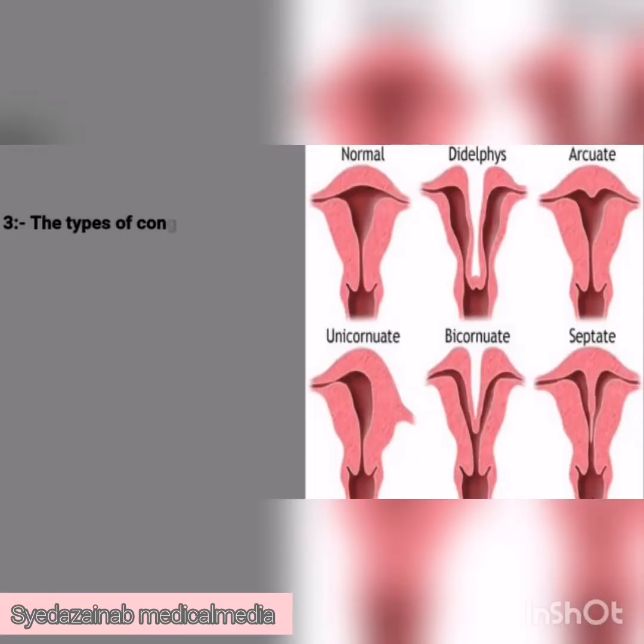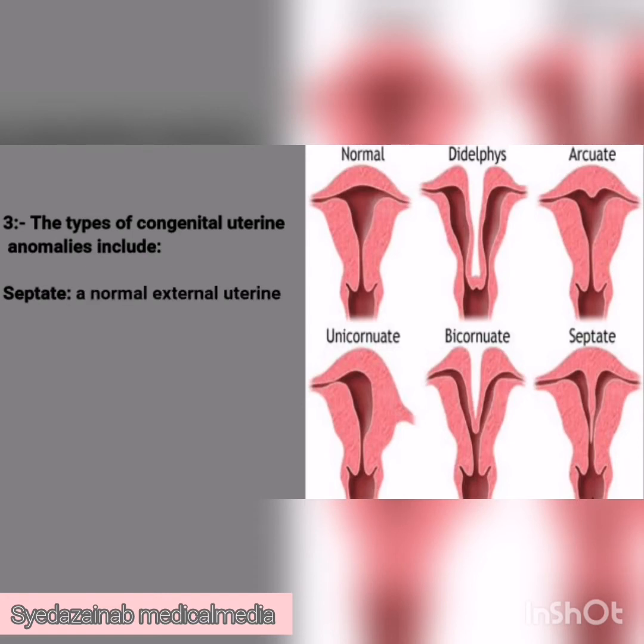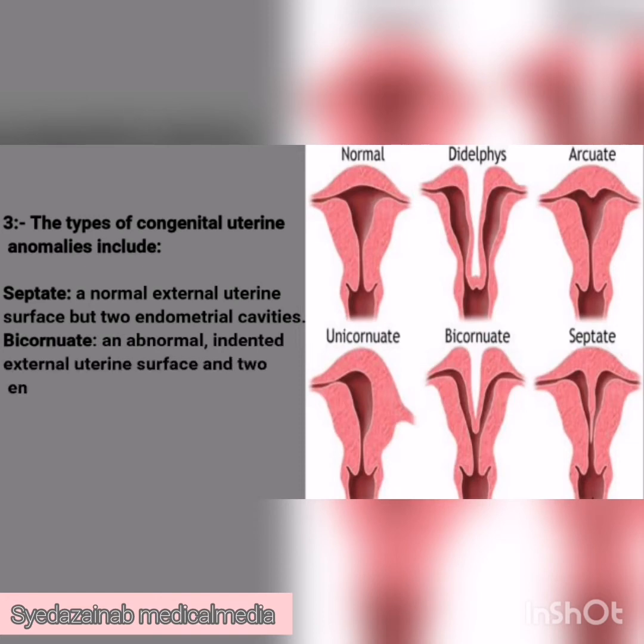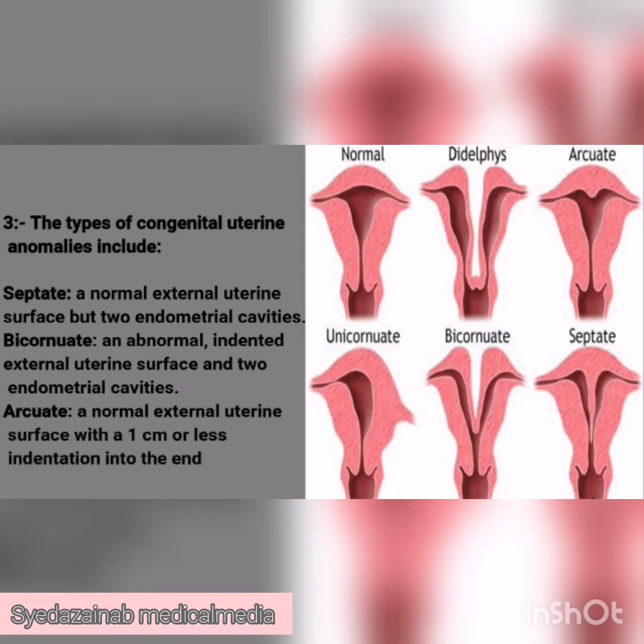Third is congenital uterine anomalies. The types include septate, a normal external uterine surface but 2 endometrial cavities; bicornuate, an abnormal indented external uterine surface and 2 endometrial cavities; and arcuate, a normal external uterine surface with a 1 cm or less indentation into the endometrial cavity.